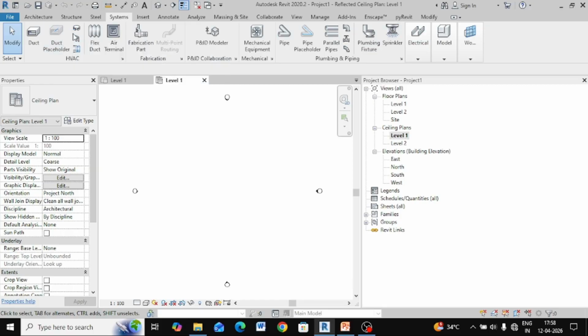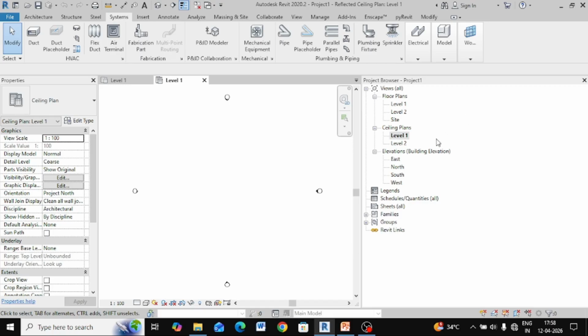In MEP projects, ceiling plans are mainly used to show services like duct routing, lighting layout, and fire protection system. Ceiling plans are very important for coordination between different services to avoid clashes at ceiling level.